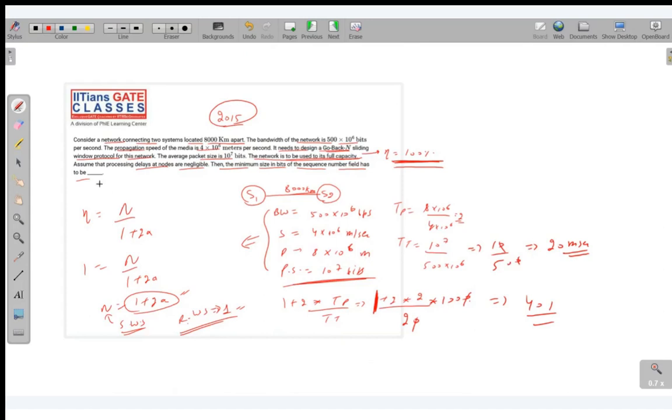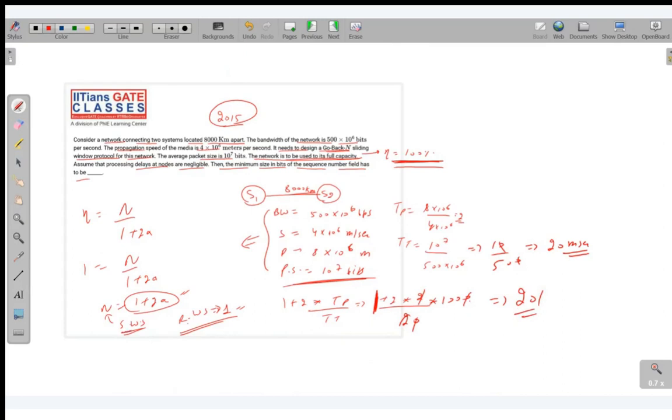So what is the mistake here? A small calculation mistake. The denominator 2 will cancel the 100 also. Yes, it will be rounded up to 201. 201 is the answer. So a small mistake, and 201 is our answer.